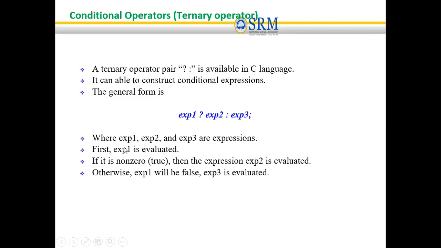First, expression 1 is evaluated by the compiler. If the result of expression 1 is true, then expression 2 will be evaluated. Otherwise, if expression 1 is false, then expression 3 will be evaluated.